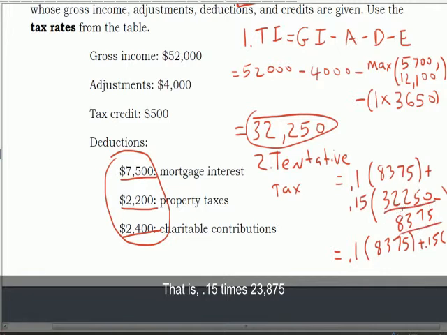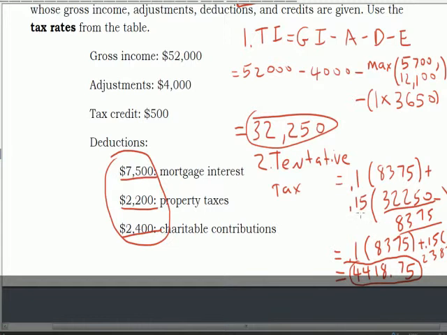And my calculator is dead, so I'm going to do this by hand. This should be 23,875, giving you a total tentative tax when you multiply these things out and then add them up of $4,418, and I believe I'm reading my writing correctly, 75 cents. This is your tentative tax. That's what you get from using the tax table.